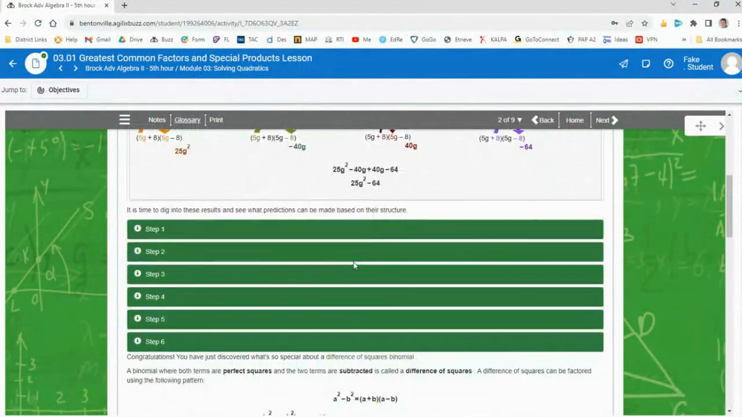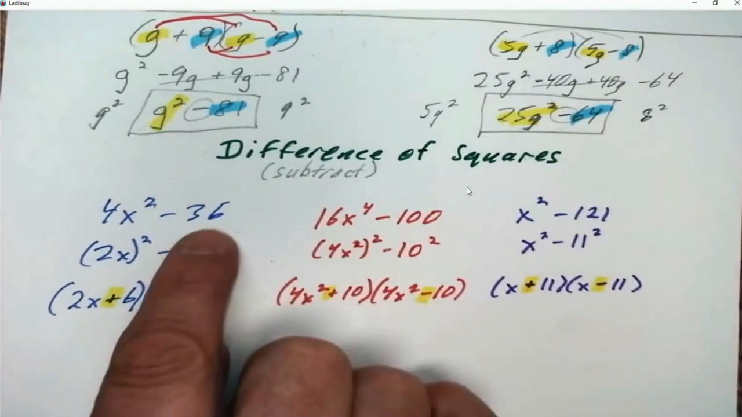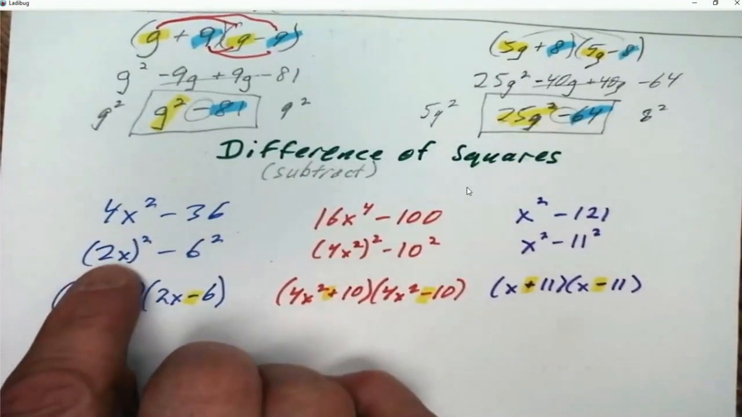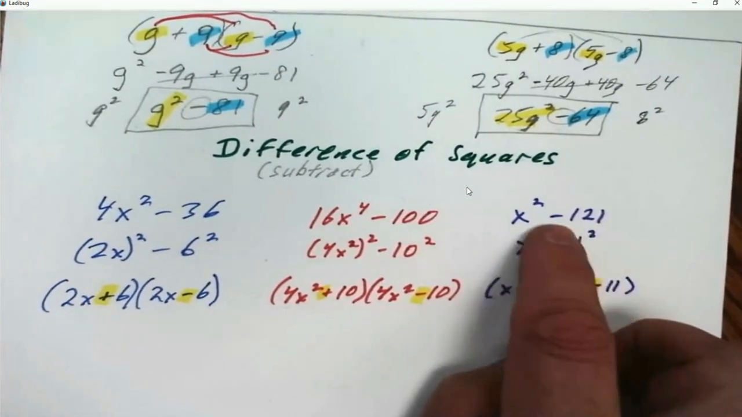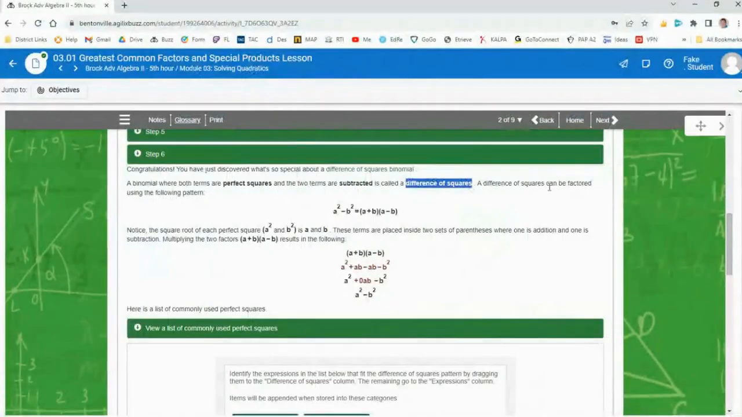So they're going to get into this and look at all the steps. A binomial, here's the math terminology, a binomial where both terms are perfect squares and the terms are subtracted is called a difference of squares. Perfect square, because it's a number squared. Difference of squares, here it is generically: a squared minus b squared is a plus b, a minus b, for whatever a and b is.